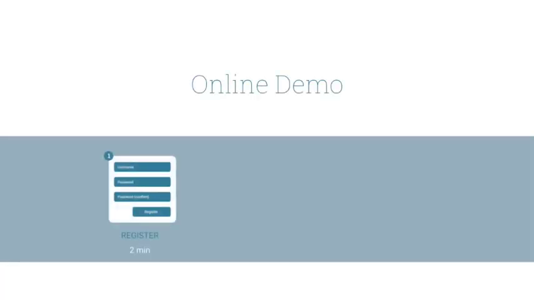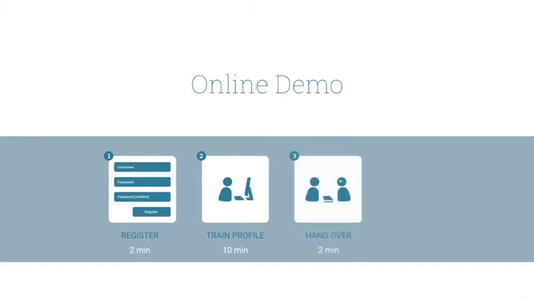This demo consists of 4 modules. First of all, you need to register a demo account. Then you will train your demo profile to capture your typing rhythm. And once the profile has collected enough information, it's time to hand over the keyboard to someone who will try to use your login credentials. And finally, we'll look at the dashboard to see the result of the demo.